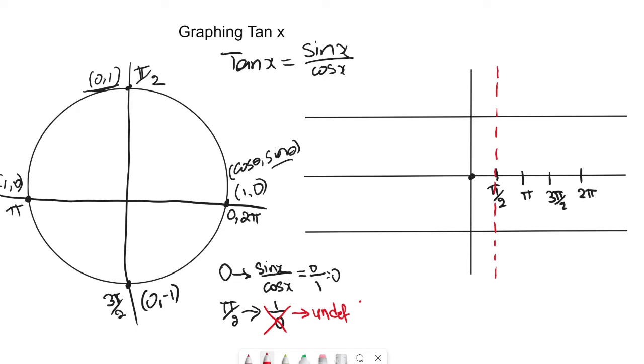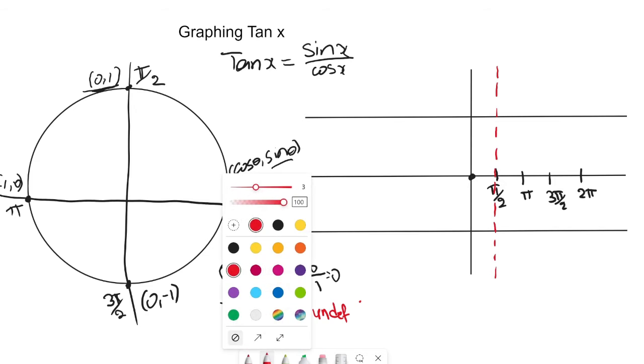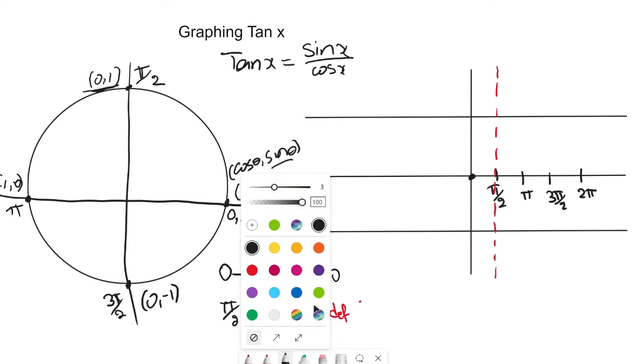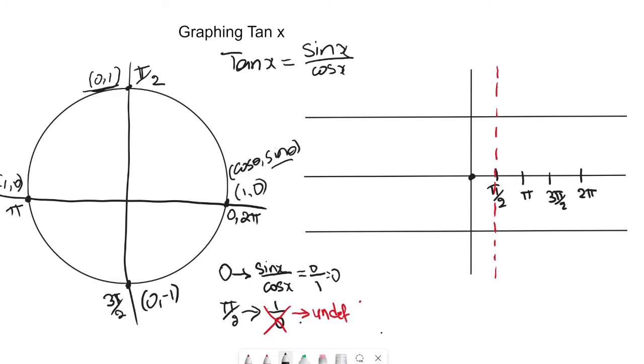In this instance, we use a red line to represent the asymptote. It means that this tan graph will not touch that line. Now, we can go a little bit further. Let's keep going to see what we get when we get to pi. When we get to pi, this is what we're going to have: my sine is 0 and my cosine is negative 1. So we are going to be at 0 again.